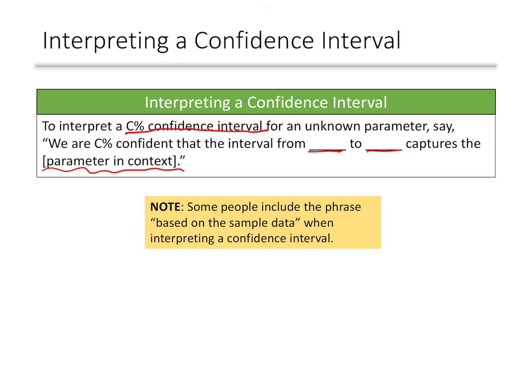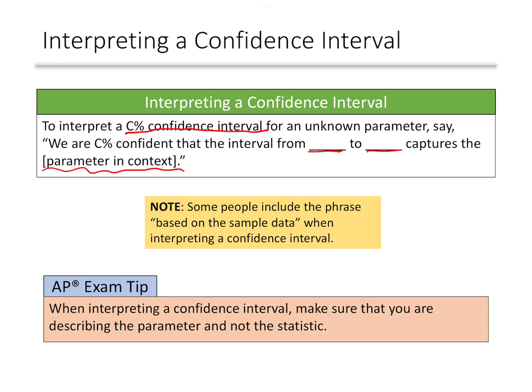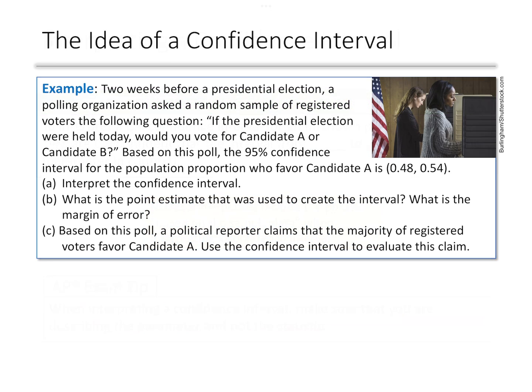Note some people include the phrase "based on the sample data" when interpreting a confidence interval. You can or not, it doesn't matter. But here is an AP exam tip: when interpreting a confidence interval, make sure that you are describing the parameter, not the statistic. You're describing the parameter that's in the problem.